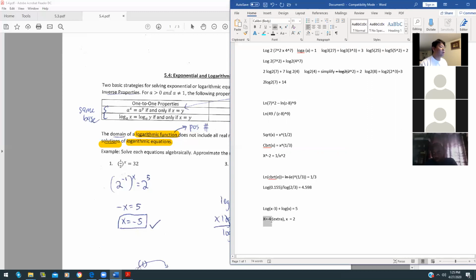Why is this no good? The reason this is no good is because you get a negative answer. Then you plug 2 inside there. 2 minus 3 is a negative answer. This is also extraneous, so this is also no good. So that means your answer in this case will be no solution.